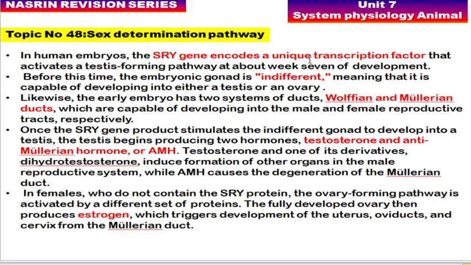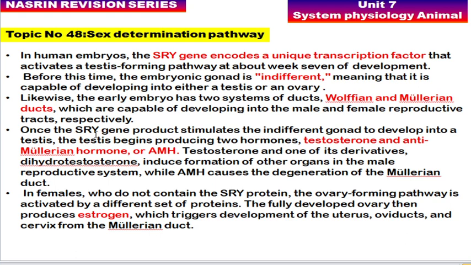So before 7 weeks, the embryonic gonad will be in an indifferent state, that is, it is a bipotential gonad, meaning that it is capable of developing either into testes or ovaries. Likewise, the early embryo has two systems of ducts. One duct is the Wolffian duct and the other is the Mullerian duct. Both are capable of developing into the male and female reproductive system.